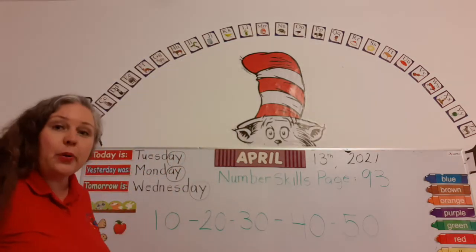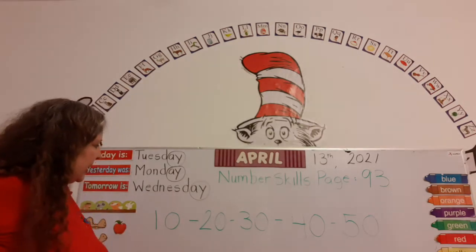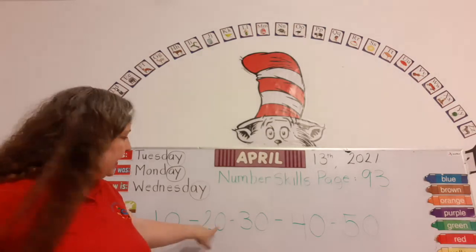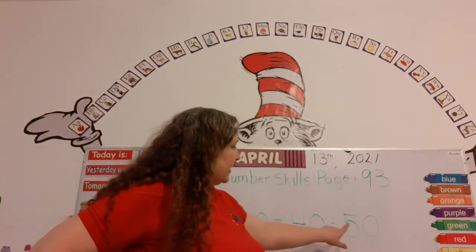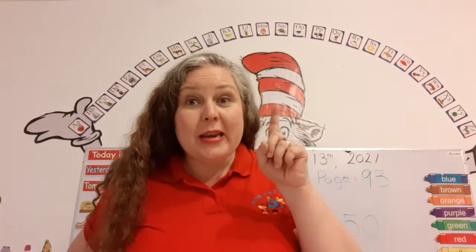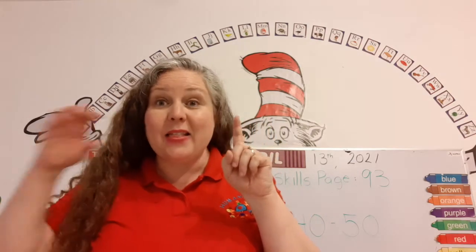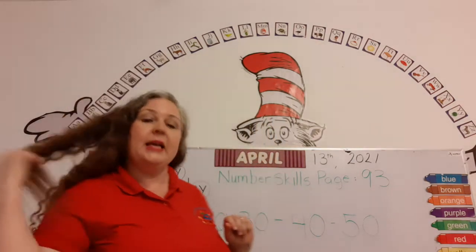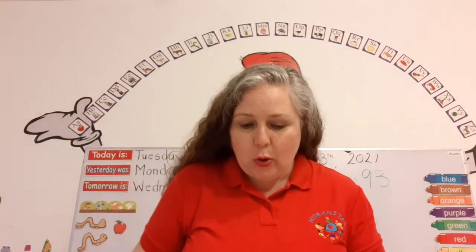Okay. Do you notice that when you count by tens, there's a zero at the end? So this is 1 ten. This is 2 tens. This is 3 tens. This is 4 tens. And this is 5 tens. There's one number in front that represents how many tens, and then there's a zero. I want you to remember that. That's really important.